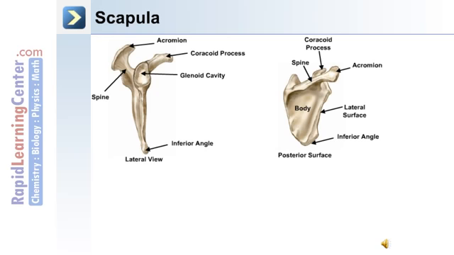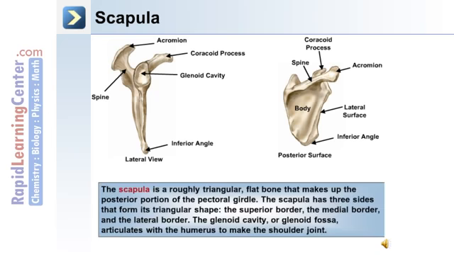The acromion is attached through a spine to the rest of the scapula. In the posterior surface, we can see the body, the lateral surface, and the inferior angle. The scapula is roughly triangular in shape. It's a flat bone that makes up the posterior portion of the pectoral girdle. The scapula has three sides that form its triangular shape: the superior border, the medial border, and the lateral border. The glenoid cavity, or glenoid fossa, articulates with the humerus to make the shoulder joint.